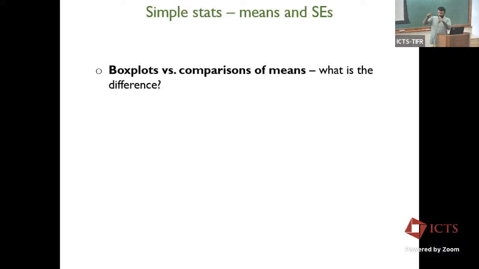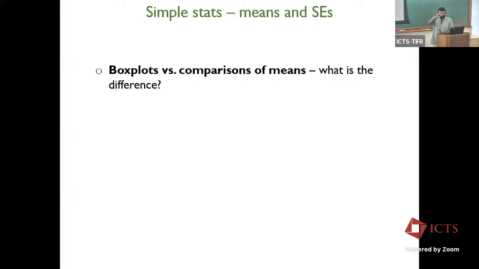Let's say that the box plot for prevalence in unfragmented is lower than fragmented. That you have found. But is that what it is? Can a box plot actually tell you that? And what is the difference between a box plot and a comparison of means and standard errors?